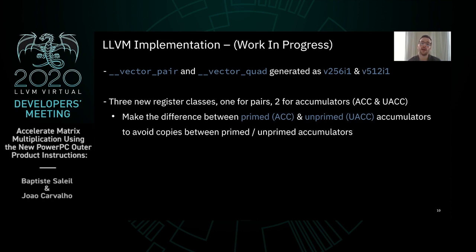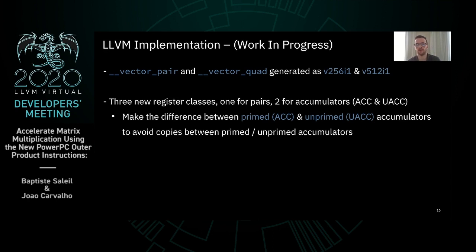Then we've added three register classes. One is used for pairs and two for the accumulators, the ACC and UACC classes. Using two register classes for the accumulators allows us to differentiate between primed and unprimed accumulators.